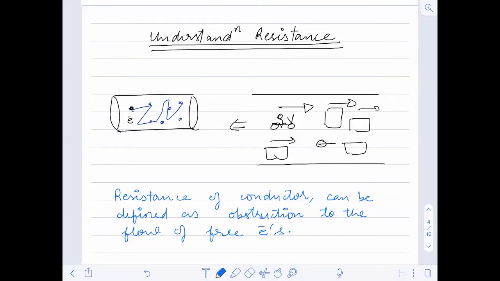So do you understand this definition of resistance? Anybody having any kind of doubt, please ask. Anybody having any kind of problem in this, let me know. Shall I move then? Shall I move? Okay. I'm not getting enough answers.